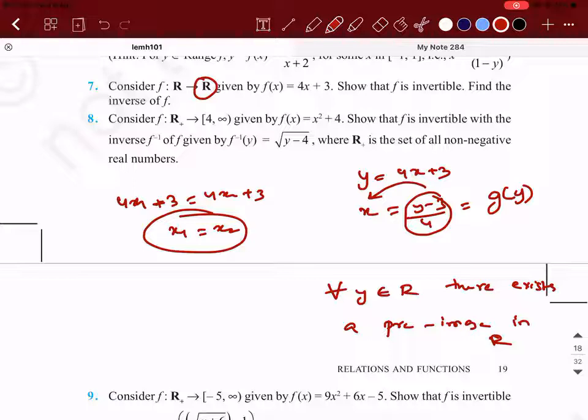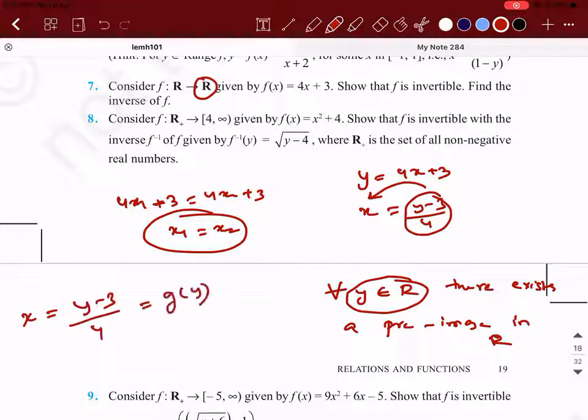For the onto function, you don't write it as g of y. You will see whether for all values of y there exists a pre-image. If it exists, it's onto. If not, it's not onto. Then for the range, you have written y belongs to R. That is the range, so here codomain is equal to range. That is the reason why it is onto. Whereas for finding the inverse, x is equal to (y minus 3) divided by 4, then you will assume it to be g of y.